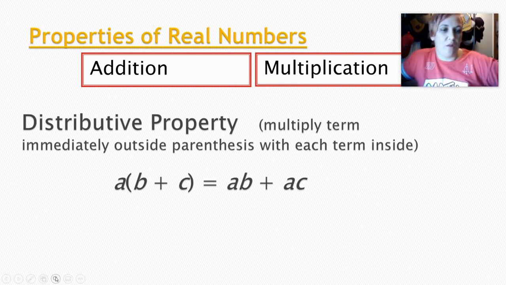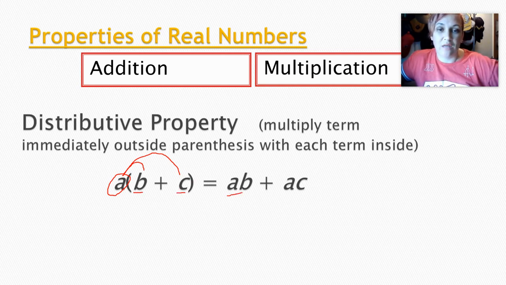The distributive property says that you take whatever number is immediately next to the parentheses, and you will multiply it by each term inside the parentheses. Now, just to clarify, a term is something that is separated by adding or subtracting. So in this problem, I have 2 terms. And so I multiplied the A times the B, and then I also multiplied it by the C.